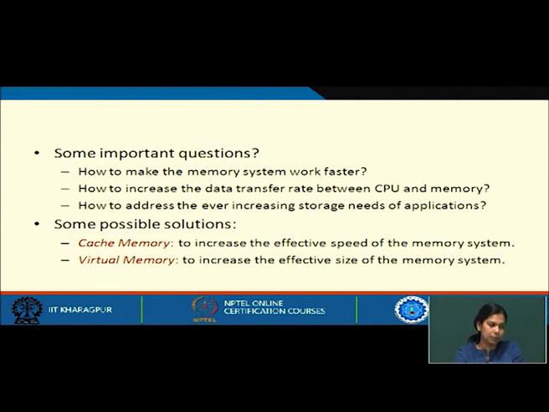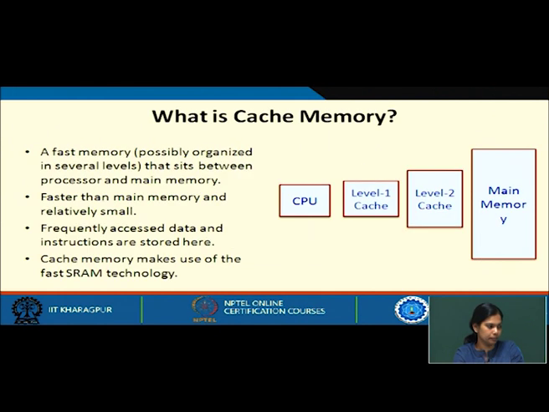And what does virtual memory do? It increases the effective size of the memory system. We will be looking into these in some detail in the later part of this week.